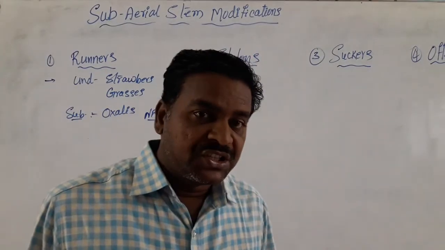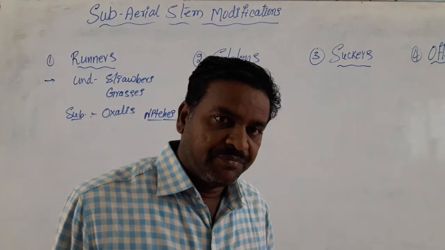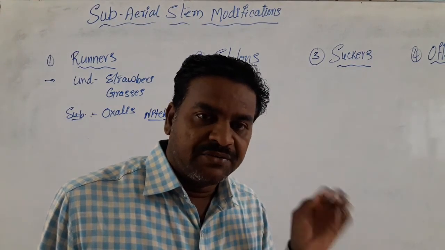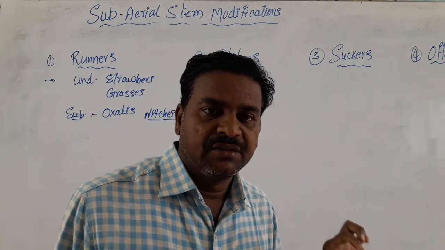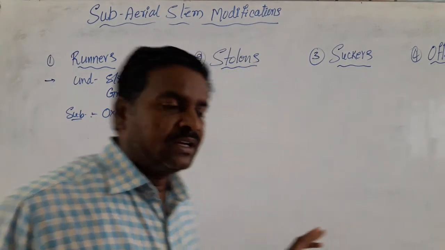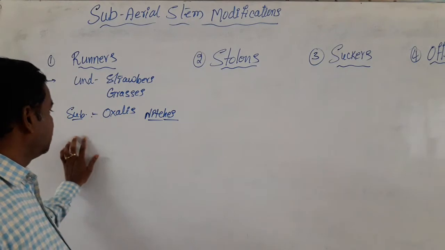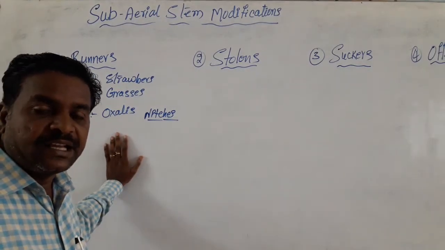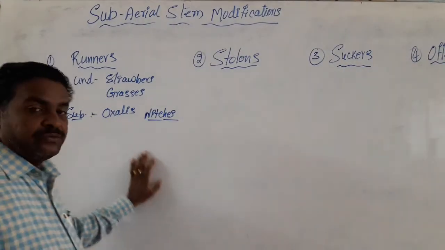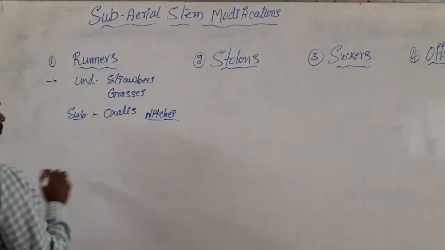When the older portions of these plants are dying, because of the death or disintegration of older tissues, automatically these niches get separated from the mother plant and lead an independent life. Thus, they help in vegetative propagation.